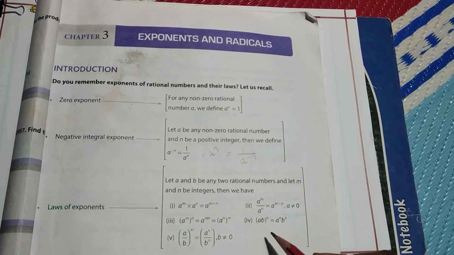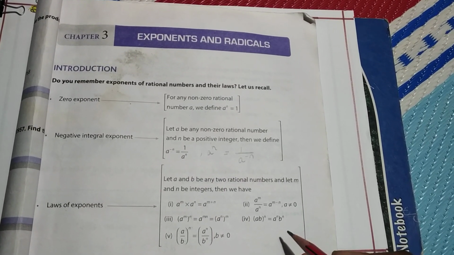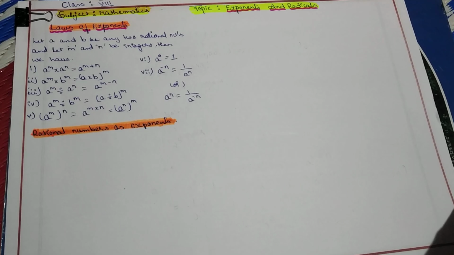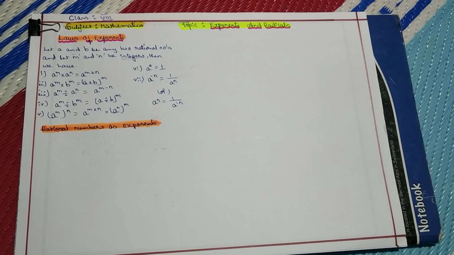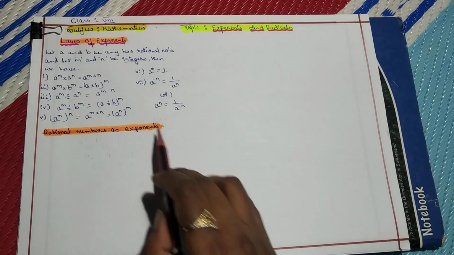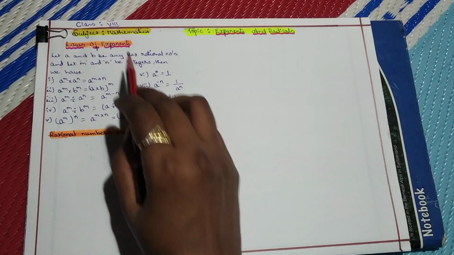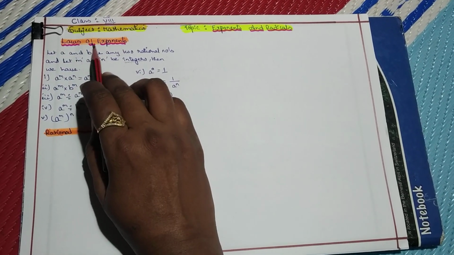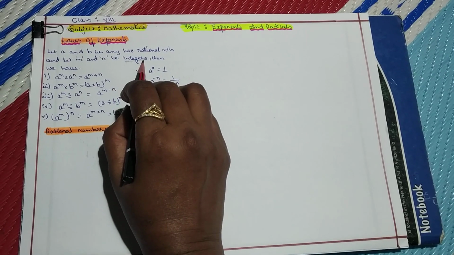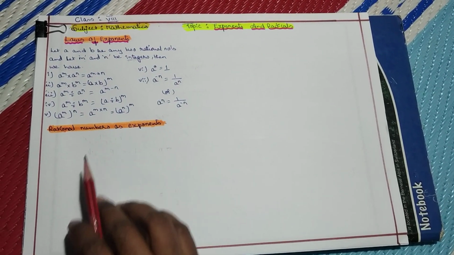So in this chapter, we will study more about rational exponents and their laws. In this chapter, we are going to learn rational numbers as exponents. The other name for the exponent is nothing but power. In the previous class, we learnt laws of exponents where the exponents were in the form of integers, whereas here the exponent will be in the form of rational numbers.